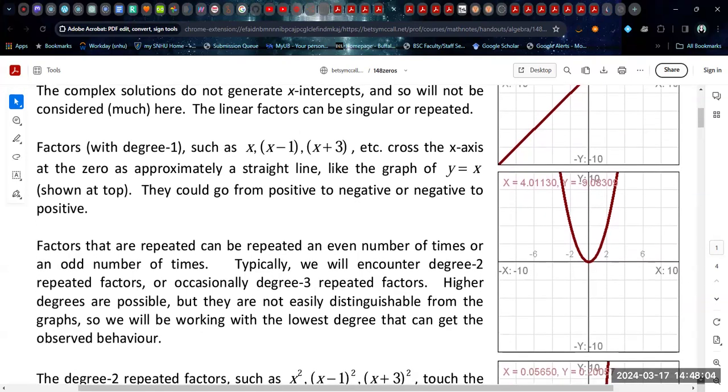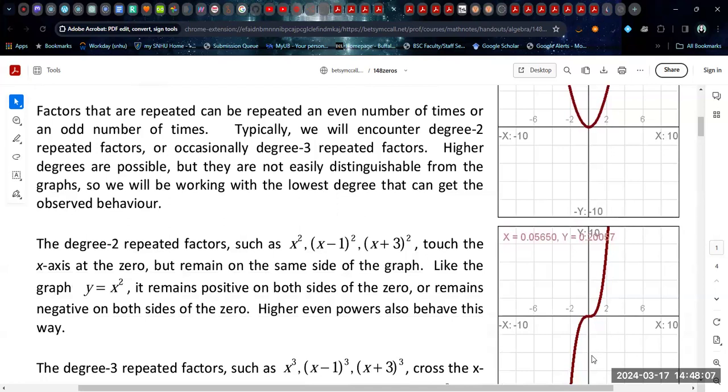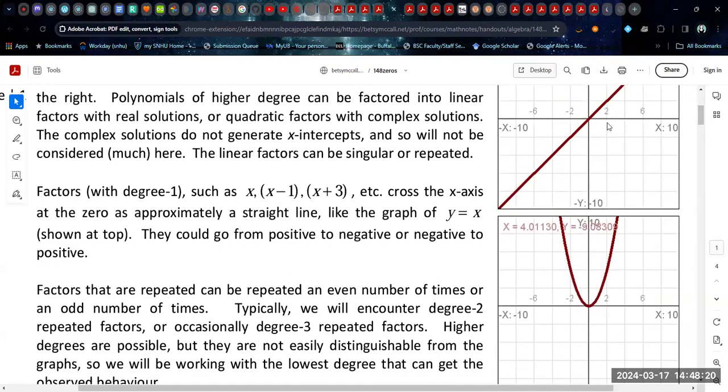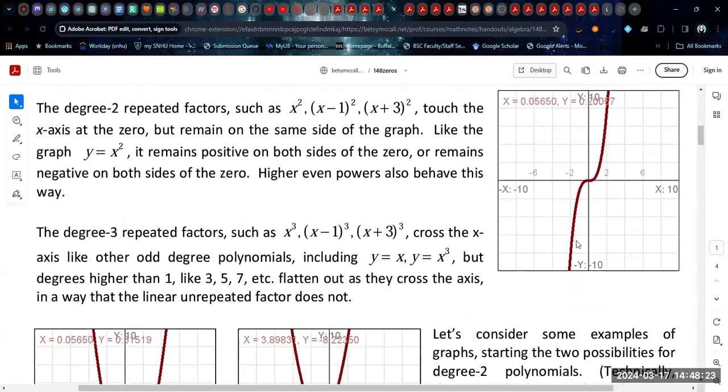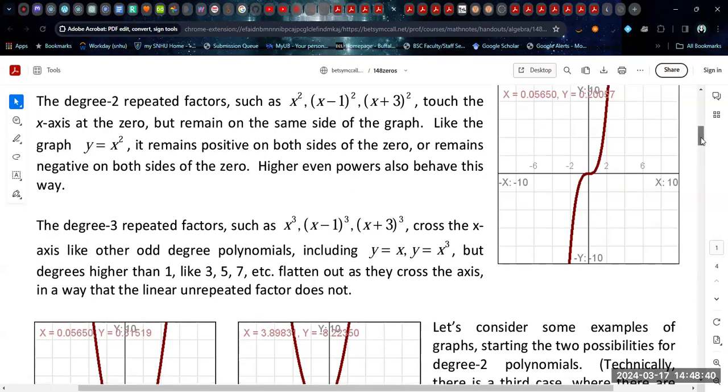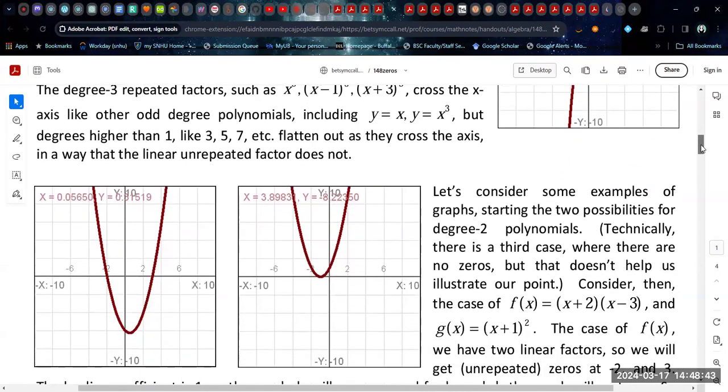And then the other case is the cubic. If you have a cubic intercept, it's going to go up through the axis. It's going to kind of flatten out as it gets close to the x-axis, and then continue on through. So when you have a linear factor, you basically just go straight through without any kinks. But if you have a repeated factor with an odd power, it's going to go through, but with a little kink in the graph. So it's not a straight line anymore. You can always use these as examples of anything that we're doing.